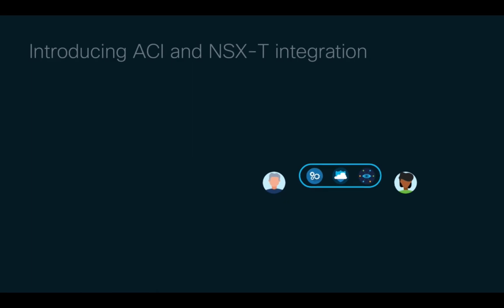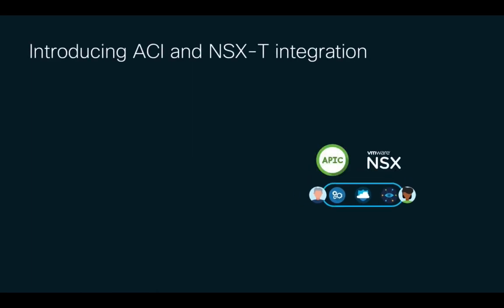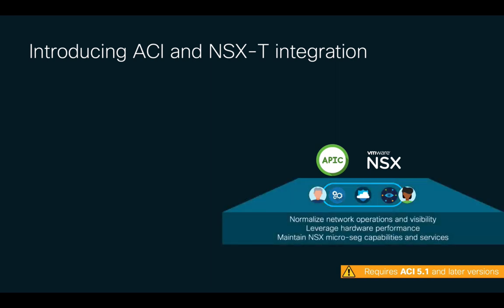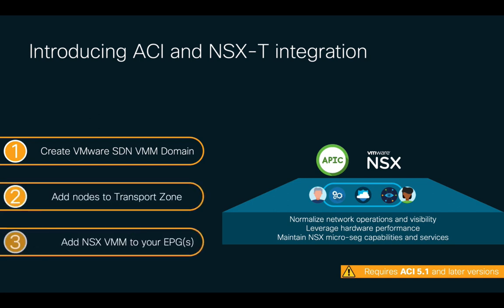This is why ACI now supports NSXT integration as VMM in versions 5.1 and later. The main objective is to integrate both worlds when needed, normalizing networking operations and reducing overhead to the VM admin while preserving NSXT micro-segmentation capabilities if desired. ACI to NSXT integration just takes three simple steps, and it follows the main concepts you already know.